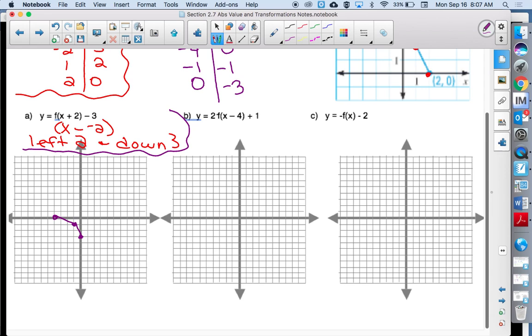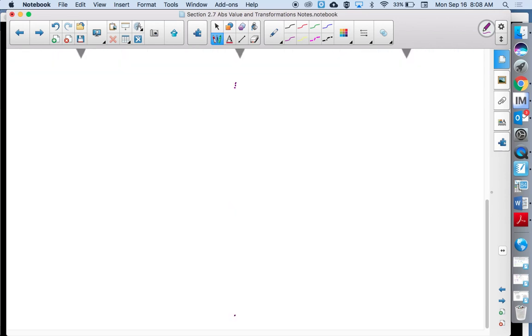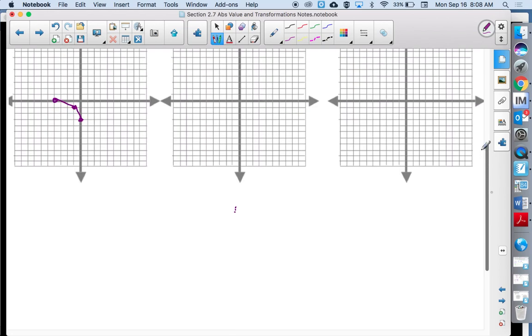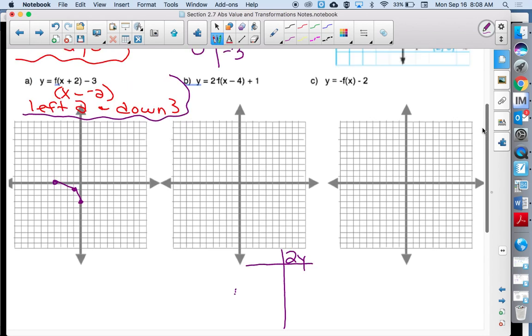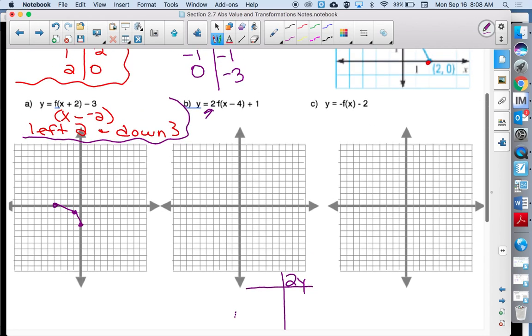Michael, what's going on with this problem? So what's the 2 do in front? How's that going to change the problem? Yeah, so it's going to take 2 times y. Make some room for my T-chart down here. So 2y, we call that a vertical stretch. So that number there is a vertical stretch.